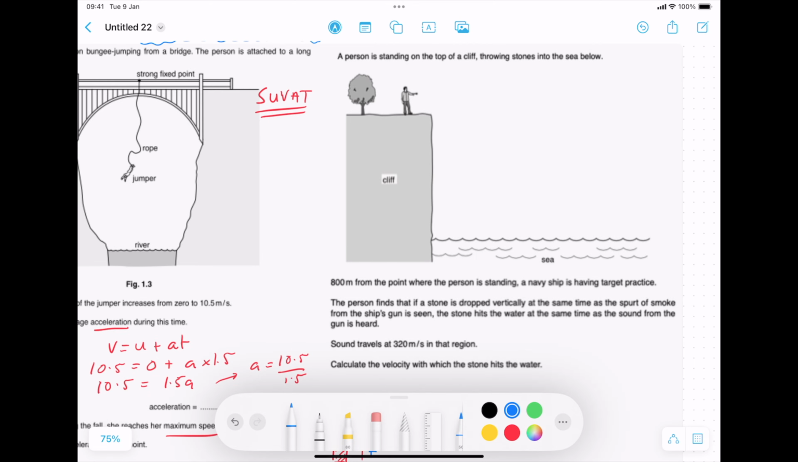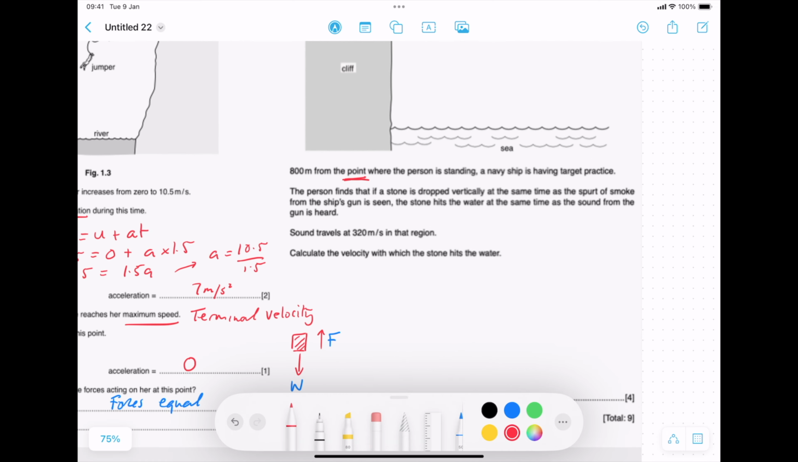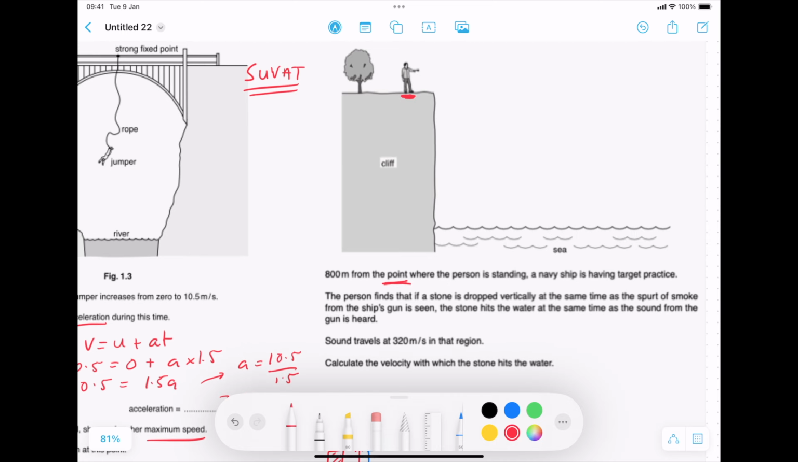A person is standing on top of a cliff, throwing stones into the sea below. 800 meters from the point where this person is standing, a Navy ship is having some target practice. So the point at which this person is standing is there. The person finds that if a stone is dropped vertically at the same time as the spurt of smoke from the ship's gun is seen, the stone hits the water at the same time the sound from the gun is heard. Sound travels at 320 meters per second. Calculate the speed at which the stone hits the water. This is 4 marks. It's obviously more thinking to do than the previous bit.